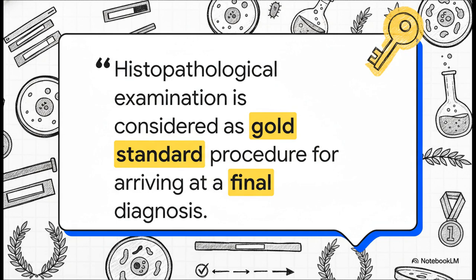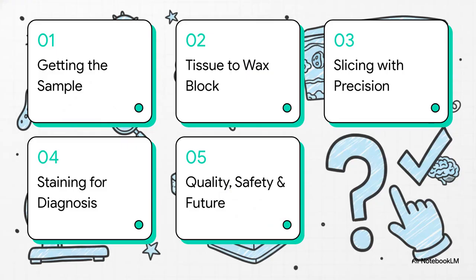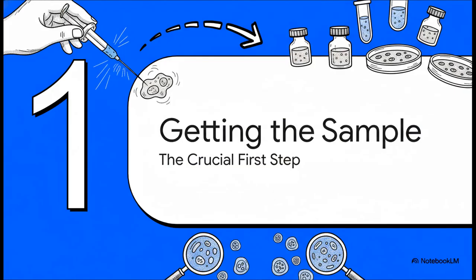And make no mistake, this isn't just another lab procedure. For so many conditions, especially things like cancer, histopathology is what we call the gold standard. It's often the definitive final answer that tells a doctor exactly what they're dealing with. So here's our roadmap for today. We're going to follow a patient sample through 5 major stages. We'll start with how we get it, and we'll end up with that final, beautiful slide that tells the complete story. Okay, let's dive right in.